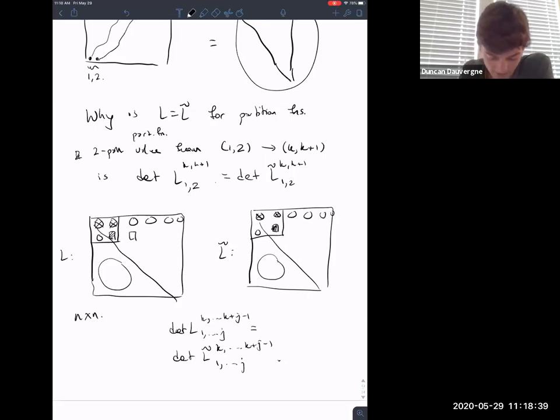Now I can keep going. I can go this way. I can determine this guy. I can keep going. And now I can go to the third row. I can determine this one because I know all of these. And I know that these two entries are 0.